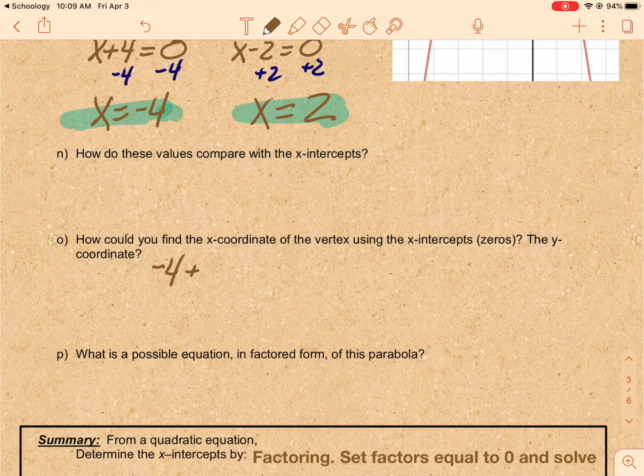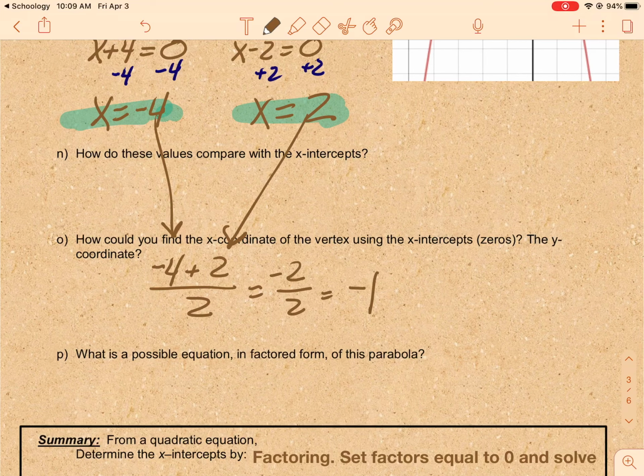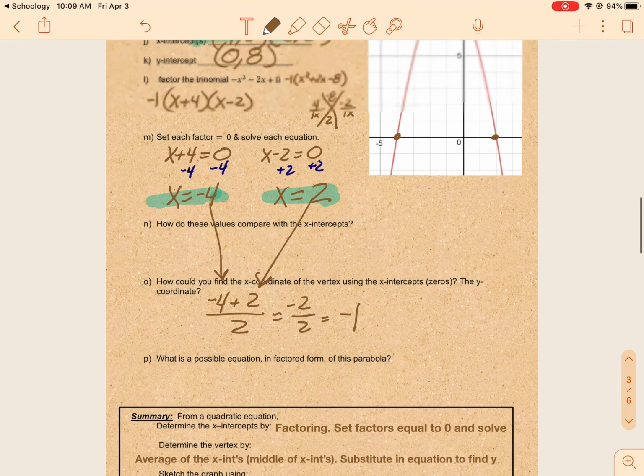So -4 plus 2 divided by 2. We get -2 over 2, which is -1. To find the y value, we plug that back into the original. So the original was -x squared minus 2x plus 8.